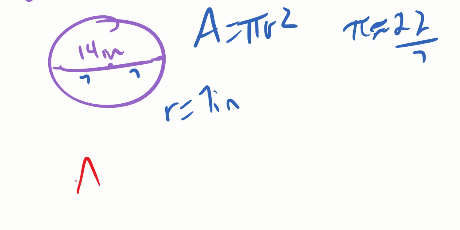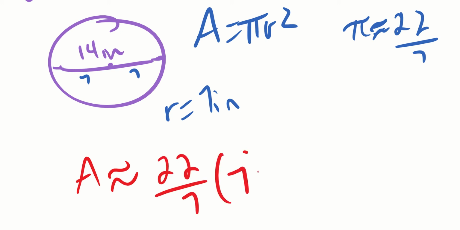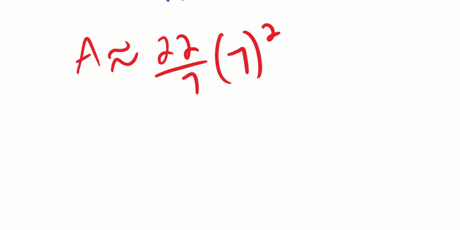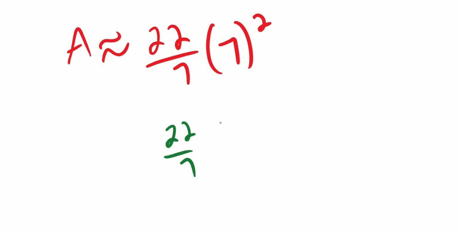So I plug in my values. Area is approximately 22 over 7 times 7 squared. Now it's tempting to cross out the 7's, but remember PEMDAS, exponents first. So 22 over 7 times 49.